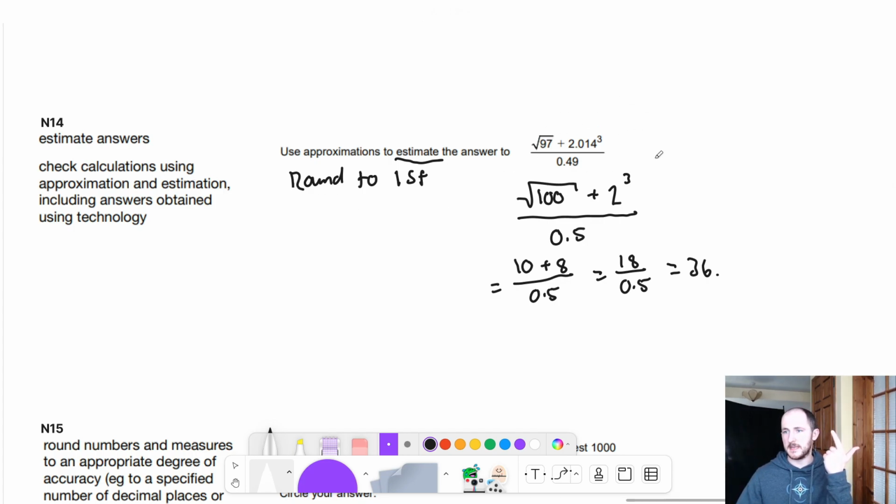So again, they may just literally ask you to estimate, or they may say, check Tim's calculation. You know, Timmy does a calculation on a calculator. He gets this number. Check using estimation if it's correct. Anything along those lines. It will say estimate. Whenever you see estimate, round to one significant figure, and the maths becomes a lot easier.